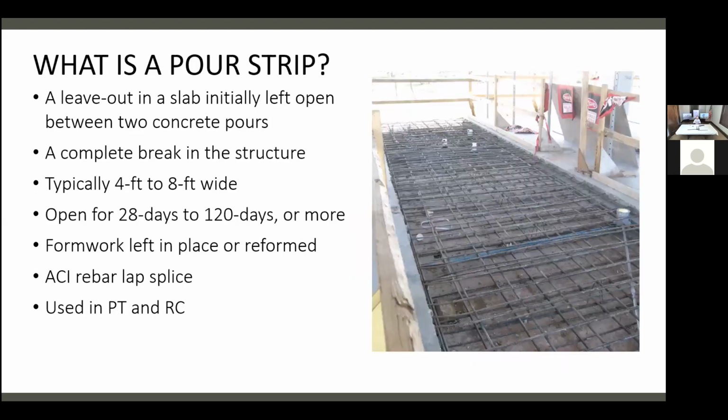We all know this: it's two separate slabs with a strip in between, left open, 4 to 8 feet wide, for 28 days or longer. The longer you leave this open, the better performance of your slab you're going to have, but the longer you leave it open, the more cost goes into the project. At the end of the day, when it's poured back, it's just an ACI code-permitted rebar lap splice. Pour strips are used in PT, post-tension concrete, and RC, reinforced concrete, so you see them in all kinds of concrete that has volume change.